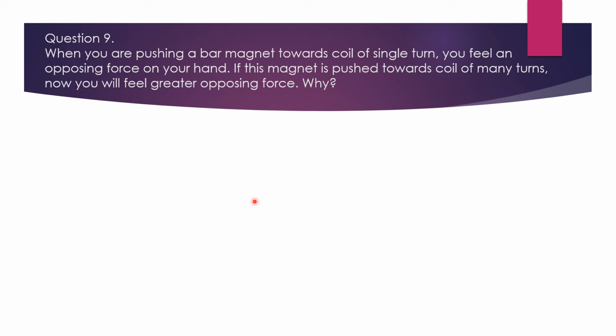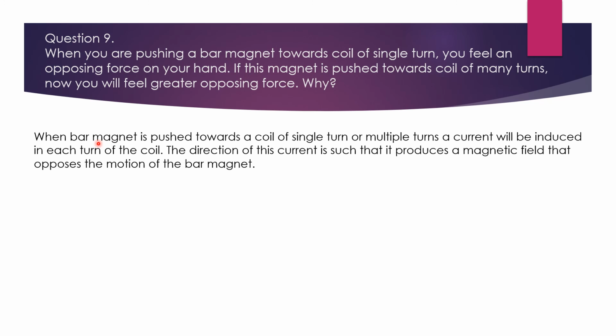Question number 9. When you are pushing a bar magnet towards a coil of a single turn, you feel an opposing force on your hand. And if this magnet is pushed towards a coil of many turns, now you will feel a greater opposing force. Why? When a bar magnet is pushed towards a coil of single turn or multiple turns, a current will be induced in each turn of the coil.